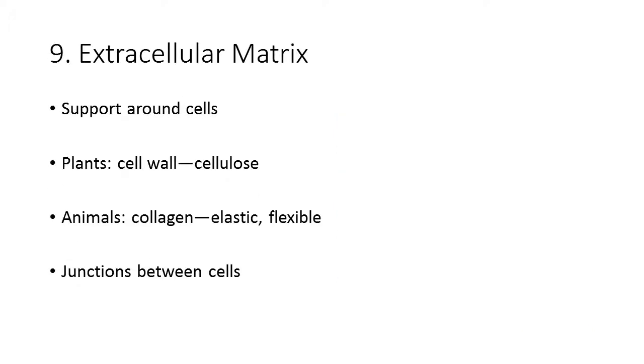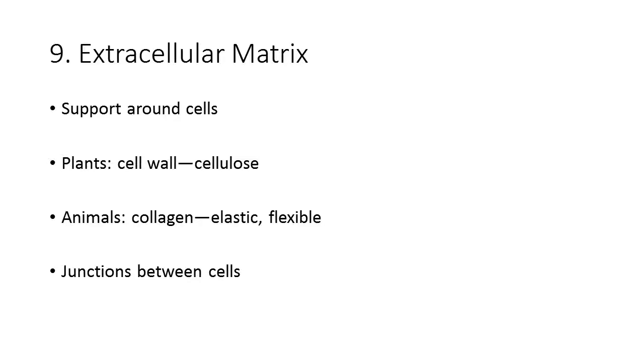The extracellular matrix is the last thing we're going to talk about. It provides support around cells, around the outside of cells. So in plants, this is the cell wall. That's made primarily of cellulose, and that's going to provide this support around the outside of the plant cells. In animals, it's collagen, which is part of your connective tissue, and it's very elastic, very flexible, so it's going to give your organs and your tissues that flexibility that they need to be able to move.